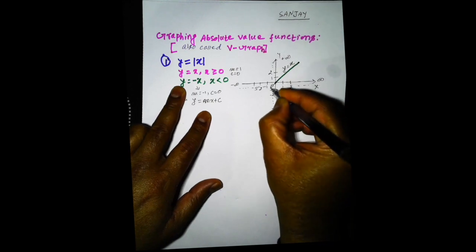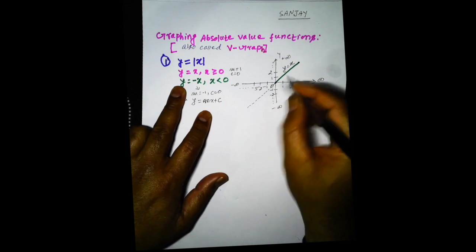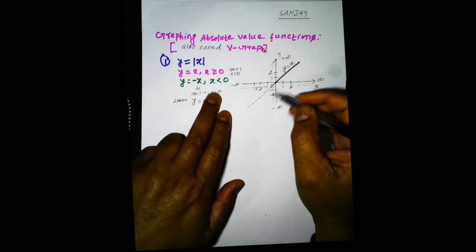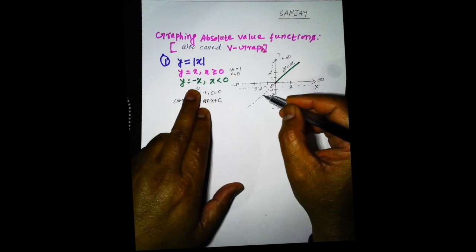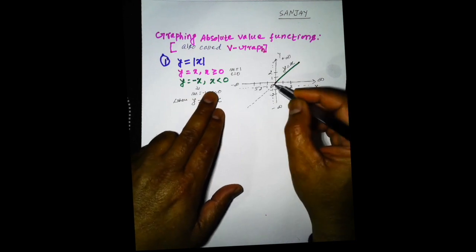Now similarly, if you go down to the third quadrant, you can see that this line is still y equal to x, but for less than 0, y is also negative when x is negative. So you can see like this.